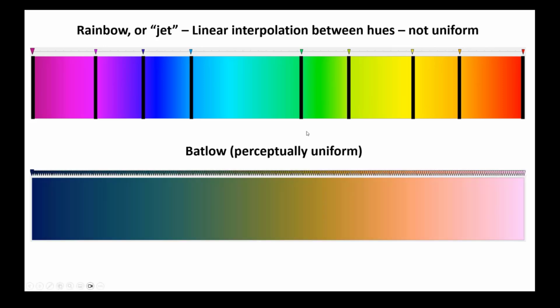Whereas if we use something like the Batlow perceptually uniform color bar, which is provided in the Petrosys software package, you can see that there's a lot more care that has gone into selecting the different hues along this color bar to make it to where each one of these hues is perceptually uniform. And if I were to draw a black line at each of these anchor points, it would cover the entire color bar.